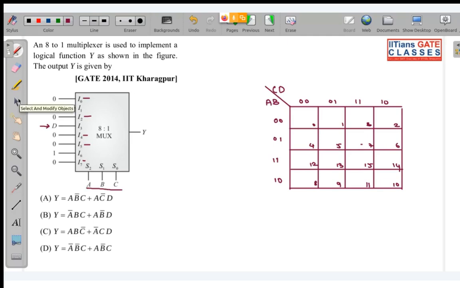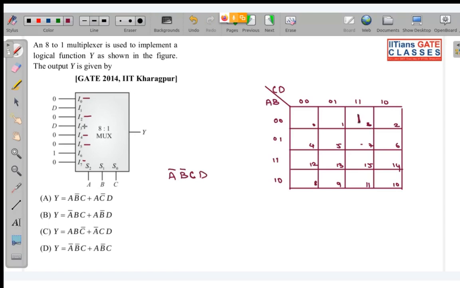So that means what? Look, for I1 I am getting D. So when will I get I1? When it will be A complement, B complement, C, D. Okay, so I will be getting this. So this corresponds to what? This corresponds to minterm 3. So mark it over here.